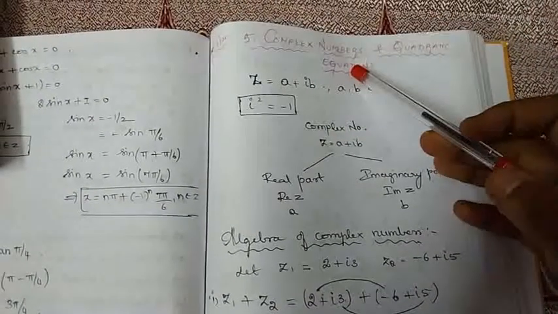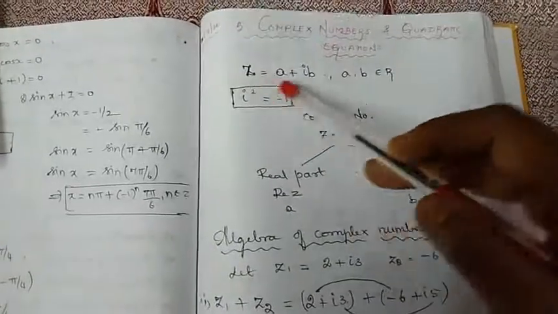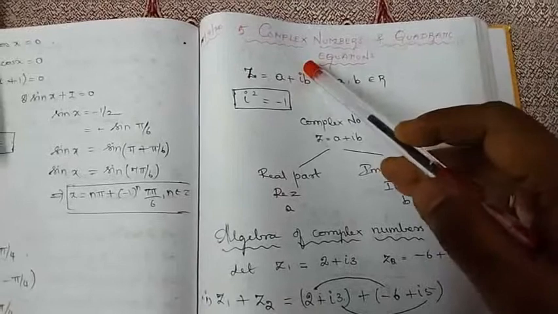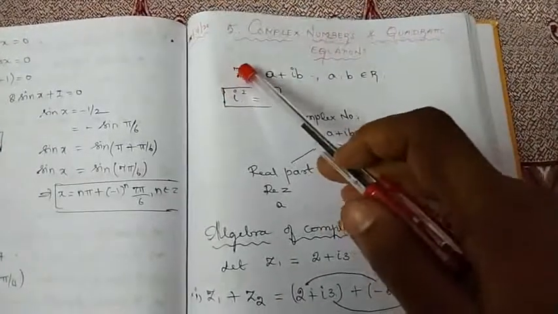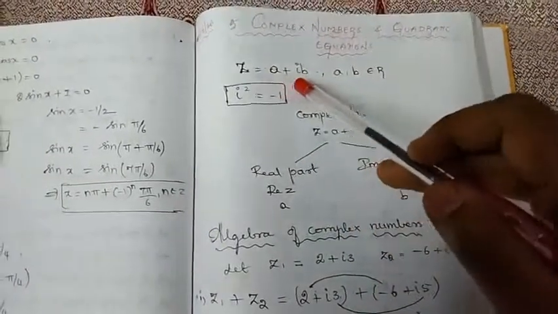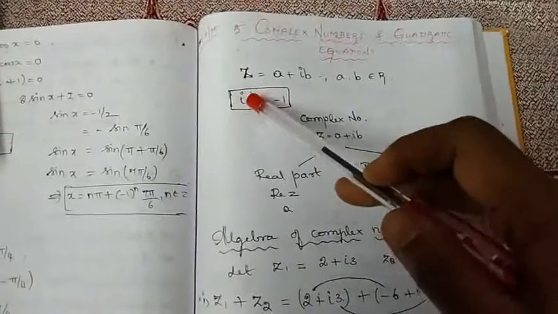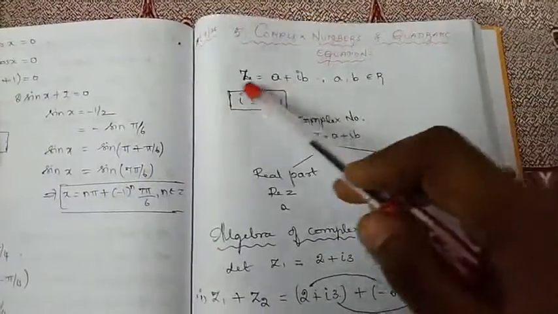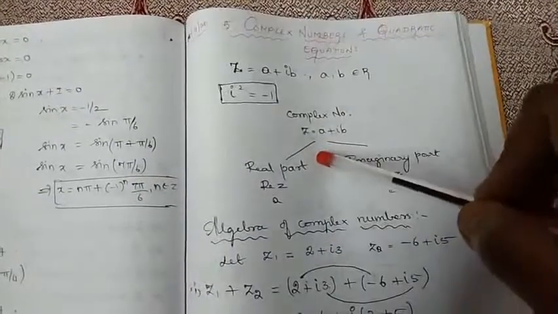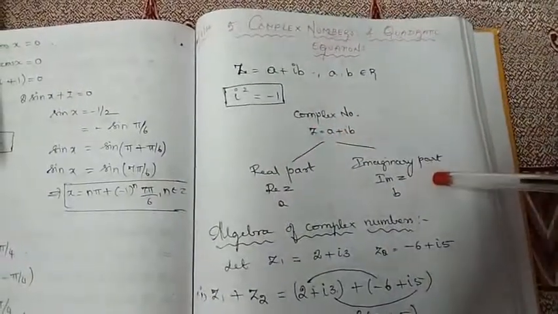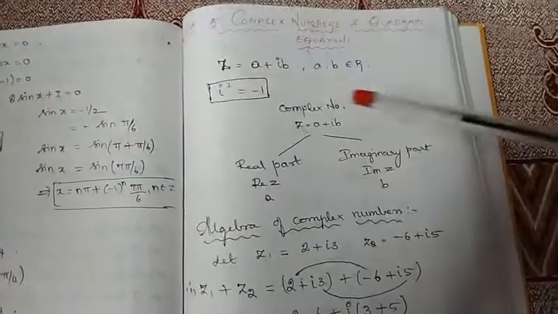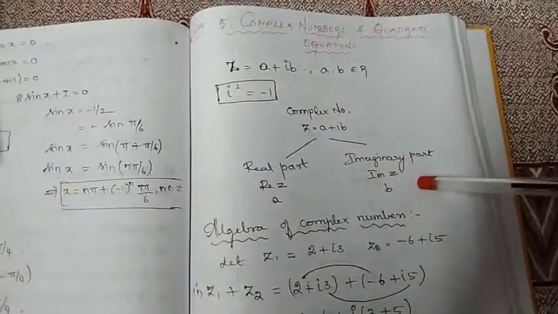So what is meant by a complex number? The number involving this i, the imaginary part, is called a complex number. In general, we will denote the complex number by z. z is a plus ib, and we know i square is equal to minus 1. The value of i square is minus 1. So every complex number will have a real part and an imaginary part.